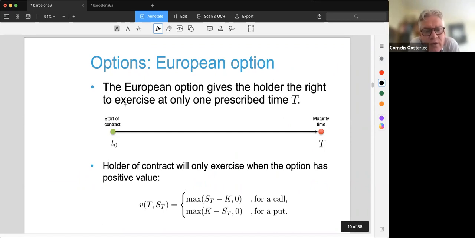Now let's have a very short recap, because we need to go to the electricity storage contract. I'll bring you there from the European to the Bermudan option, to the Bermudan option with multiple exercise rights. Of course, we have a T0 here and a final time, maturity time, capital T, and we have only one exercise moment in the case of a European option. We can only exercise here, and then we get for a call the maximum of ST minus K and 0, and for a put the maximum of K minus ST and 0.